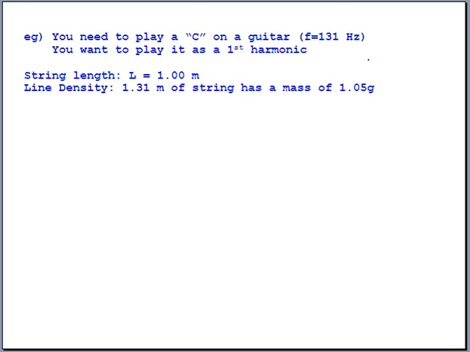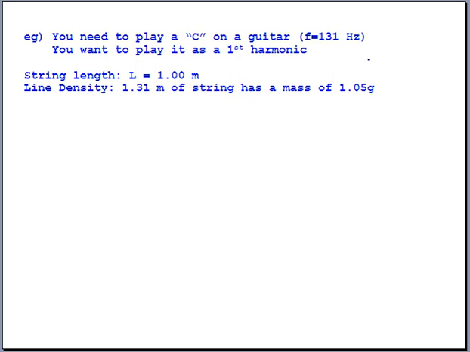It says you want to play a C on a guitar, which is a frequency of 131 hertz, and you want to just play it as a first harmonic, so you can take your thumb and just plain old pluck it. The string length on this guitar, actually the one I'm going to demonstrate in my classroom, is exactly a meter long. A little longer than your average guitar, actually. For the linear density, I took the string off and I weighed it. It was longer than a meter because I needed room on the end to tie the knots. It was 1.31 meters long and it was 1.05 grams.